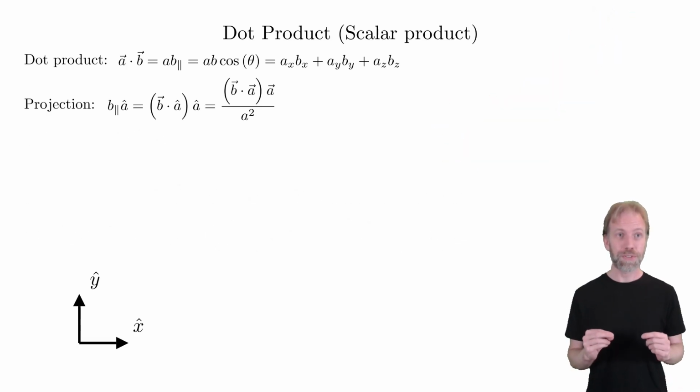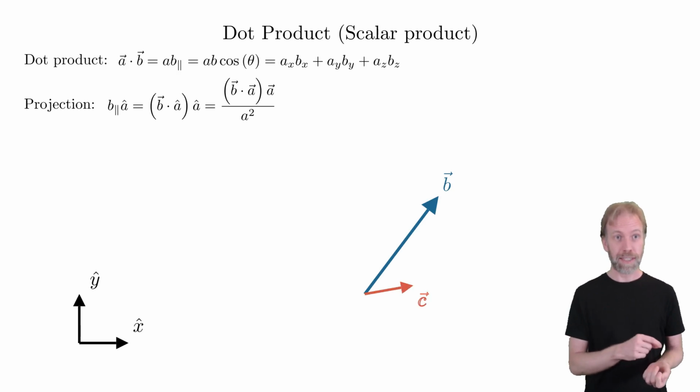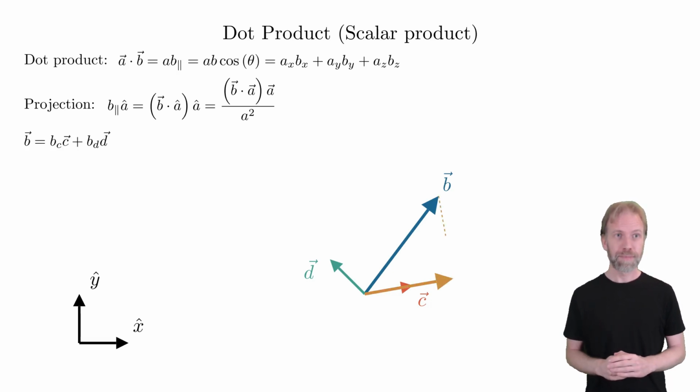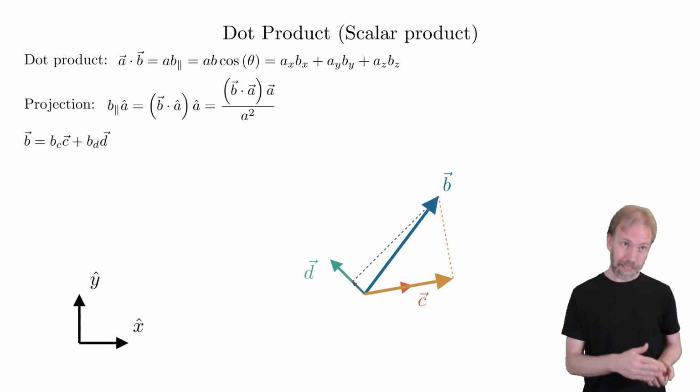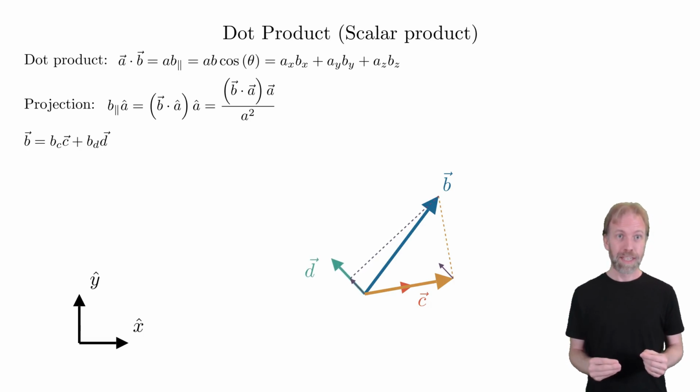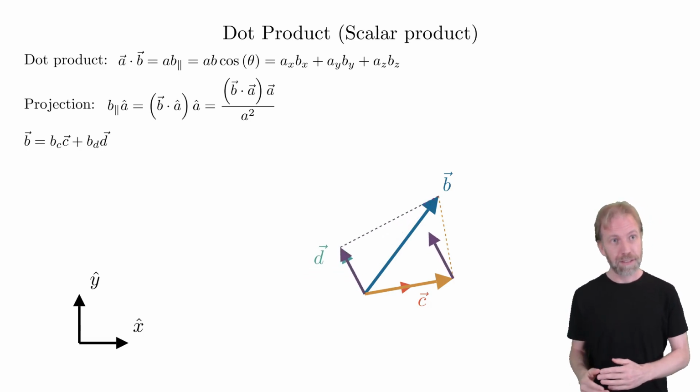To illustrate how useful an orthonormal basis is, I will show what happens if you try to use basis vectors that are not orthogonal. Assume that we want to describe the vector B in terms of vectors C and D. We write B equals BC C plus BD D. If we try to calculate projections on the C vector and then the projection on the D vector, then, when we add them together, we will no longer obtain the vector B.